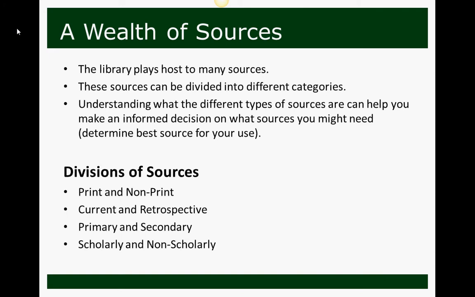We do this because understanding what the different types of sources are can really help you make an informed decision on determining what sources you might need, essentially determining the best source for your use. The four divisions that we're going to look at are print and nonprint, current and retrospective, primary and secondary, and scholarly and non-scholarly. We're going to look at each of these four divisions in a bit more detail.